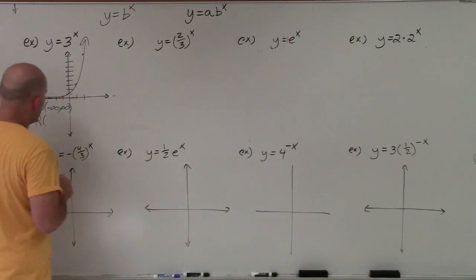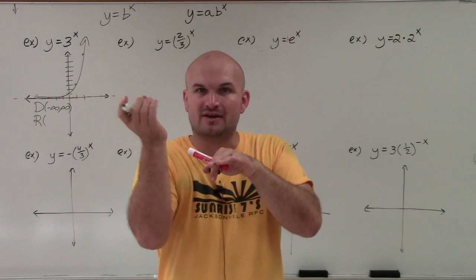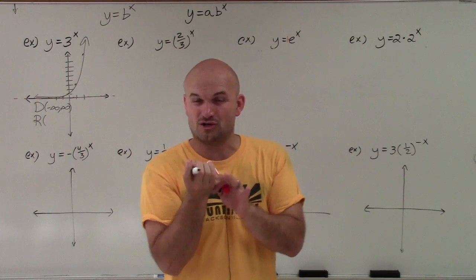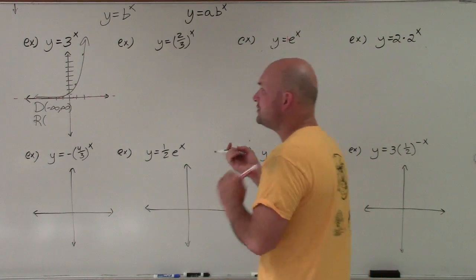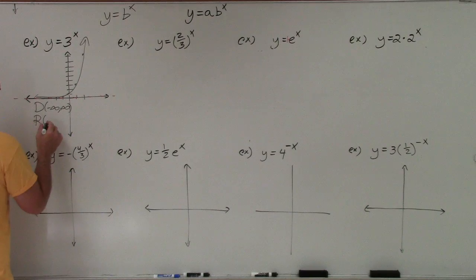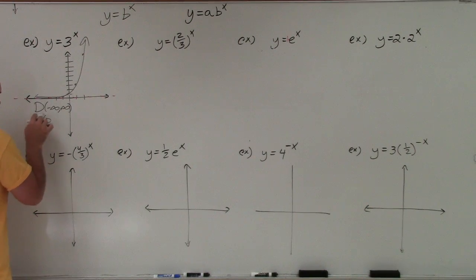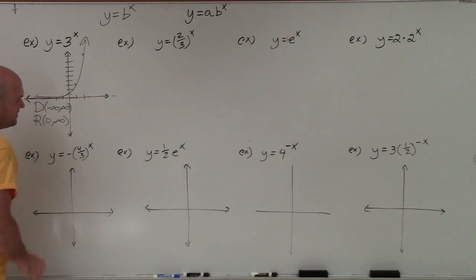But the range, as you notice, that asymptote, remember we said as x got negative, the values for y got smaller and smaller, almost to 0, but they never got to 0. And also, they never go below 0. So the range is going to be from 0, and it's going to be a parenthesis because it's not actually ever touching 0, to infinity.